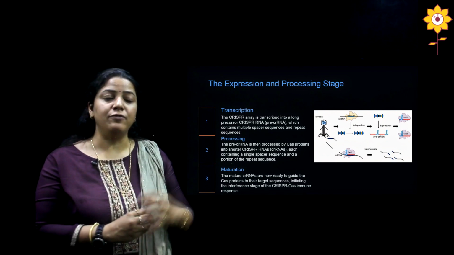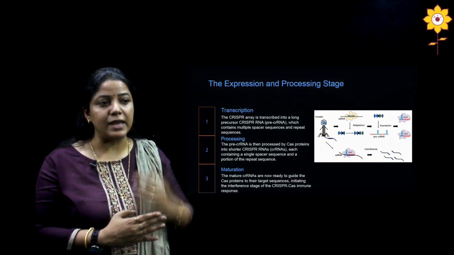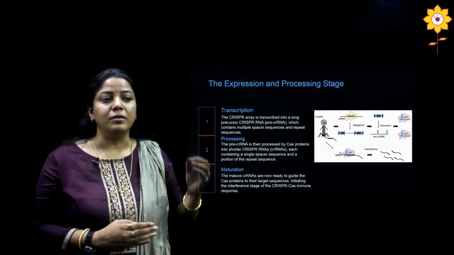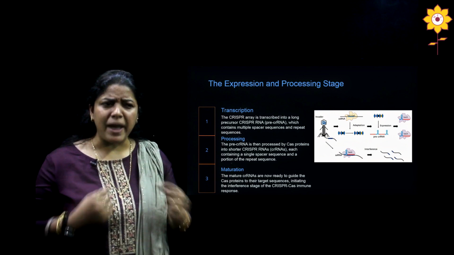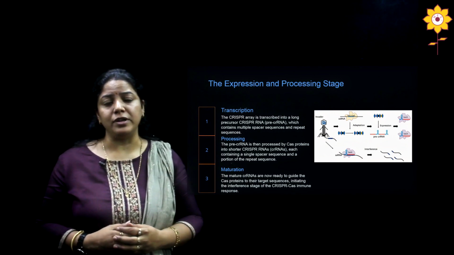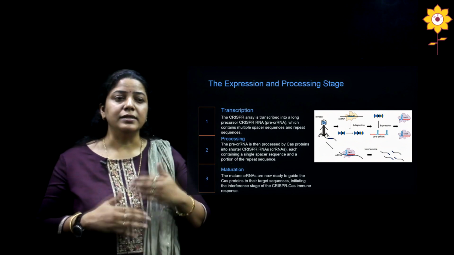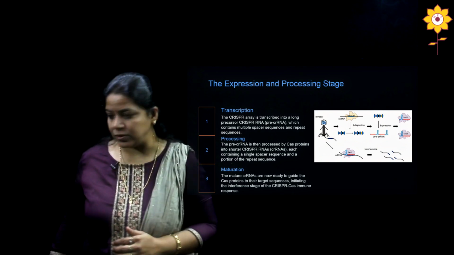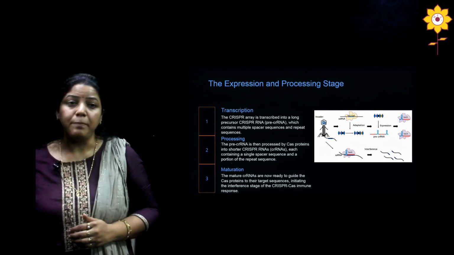Once they have bound to the target sequences, then the interference will come. It will cleave whatever viral genome is there and bring about the interference in this entire cycle of the virus. So that's how the entire process will work in the bacteria.